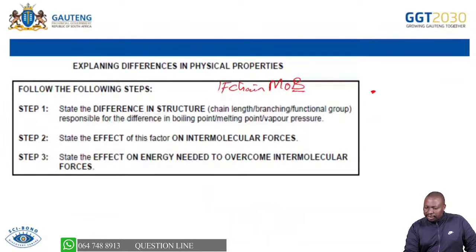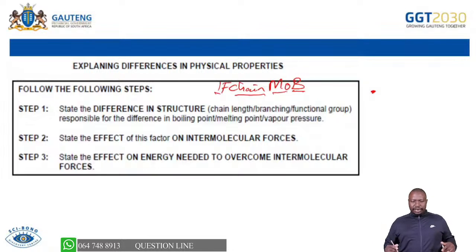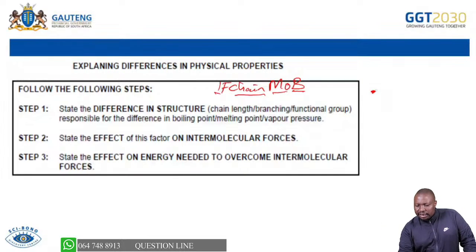If it is the branch, you say, okay, what is changing? What is different is the branch. What is changing is the molar mass. What is changing is the chain length. What is changing is the intermolecular force. So check what is different. Bullet number 1, you will tell us that there is increasing chain length.